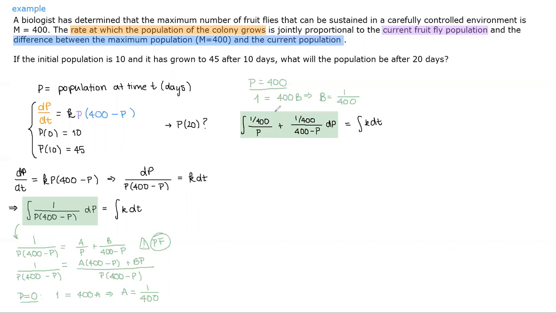So on the left-hand side, I'm going to start by factoring the 1/400 right out of the integral, because this is a factor of both of my terms. I'll have 1/400 times the integral of 1/p plus 1/(400 - p) with respect to p. And on the right-hand side, I can integrate that right away. This is going to be just kt, and I'll add my constant of integration.